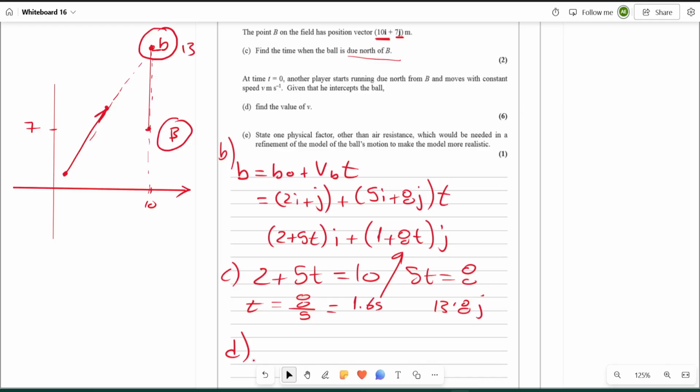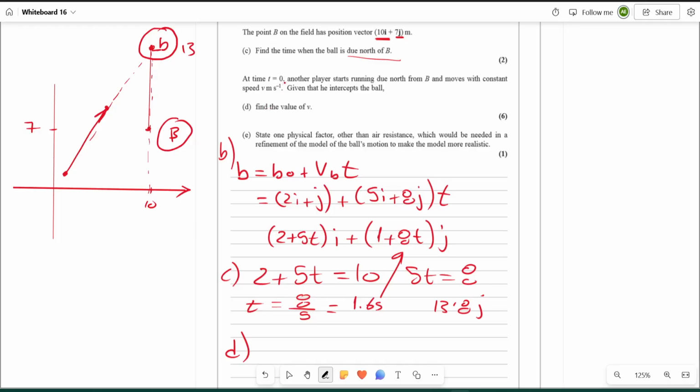Now, question D is a tough one, so let's try to attempt it. At time t equals 0, another player starts running due north from B and moves with a constant speed v. Given that he intercepts the ball, find the value of v.